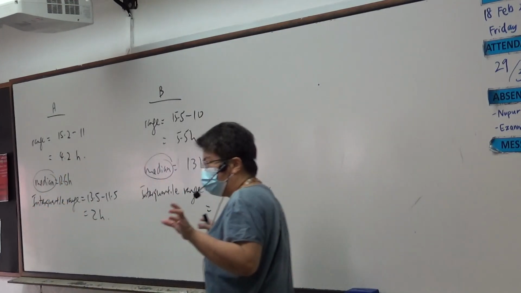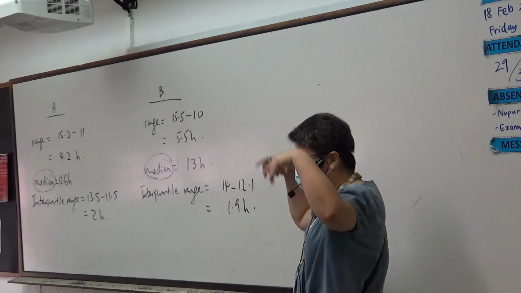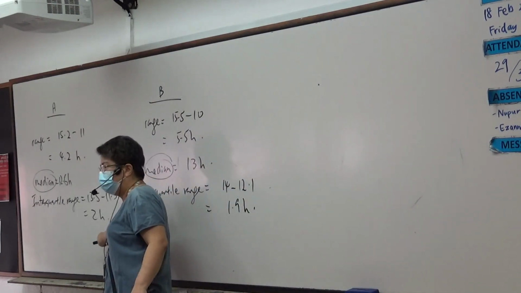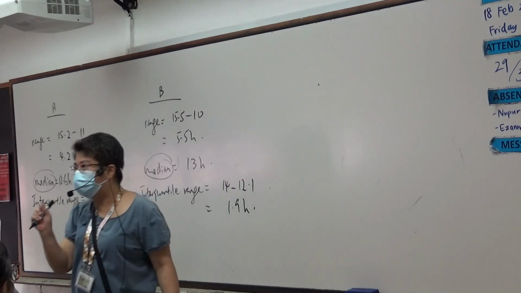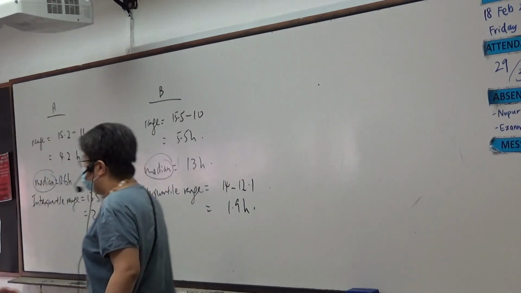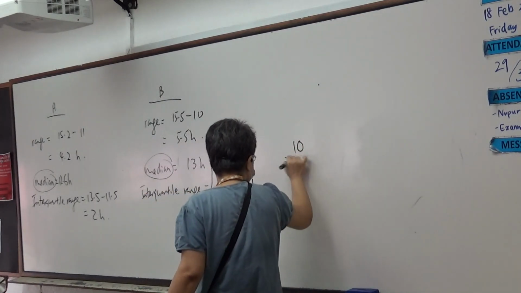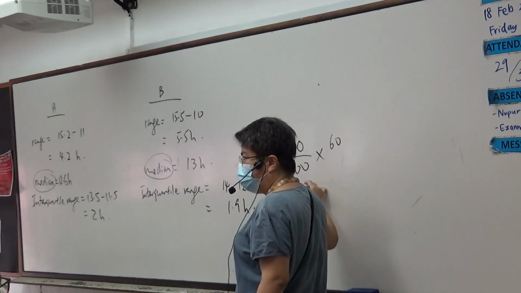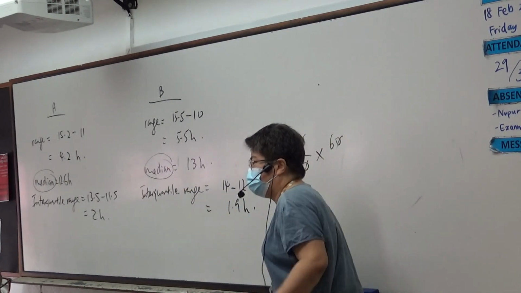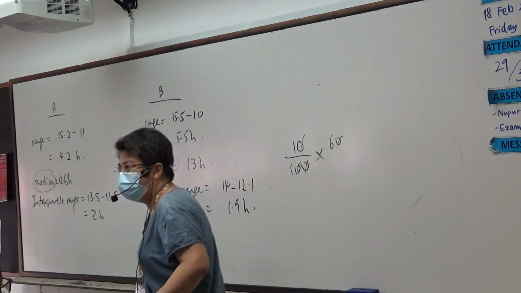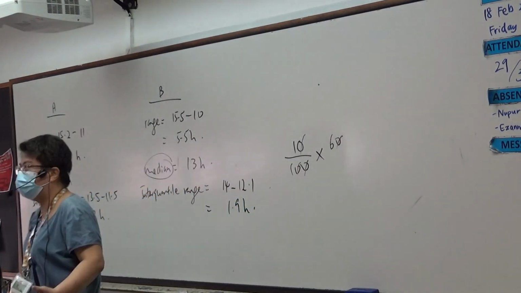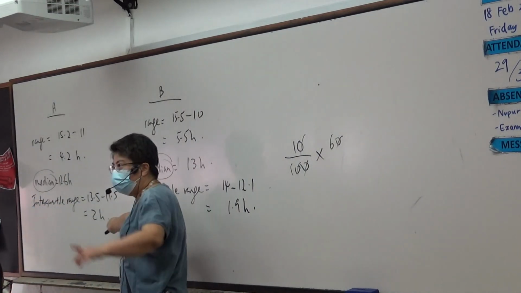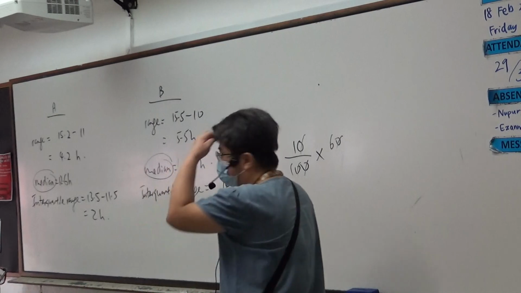Now, if I want to talk about the spread, we'll talk about interquartile range, right? Can you see that this one has got a better spread? 2 hours. But actually, if you compare 2 hours and 1.9 hours, 0.1 is 10 over 100 times 60 minutes, right? It's only 6 minutes. Actually, not much difference, you understand? But if you want to compare, then of course this one is better spread. Understand?